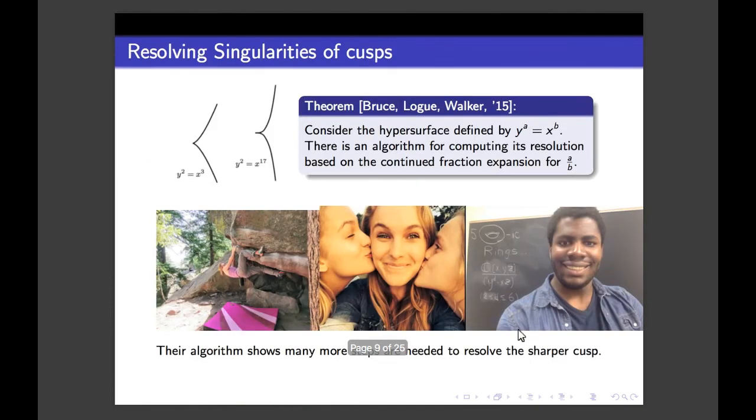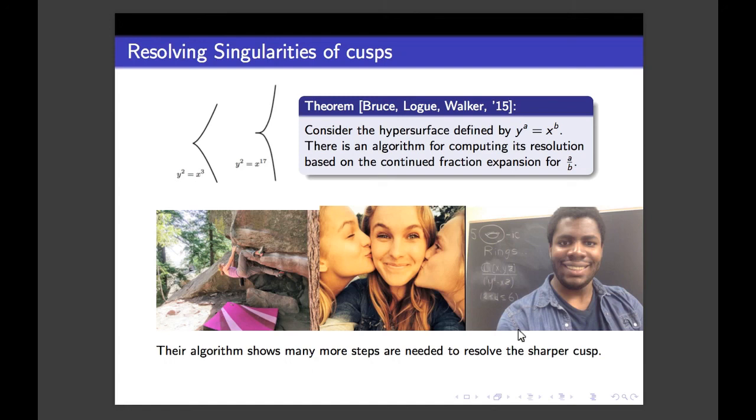So here's one example where it can be done, and this is from an REU project. That's why I put this up here. These students, Juliette Bruce, Molly Logue, and Robert Walker, studied the curve that's described up there. Those are just 2 examples of the kinds of curves they studied. These are just defined by 1 very simple polynomial in 2 variables. And they gave an algorithm for how to resolve its singularities.